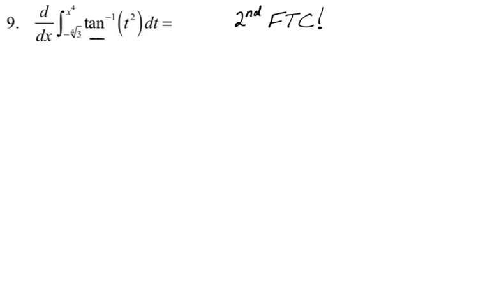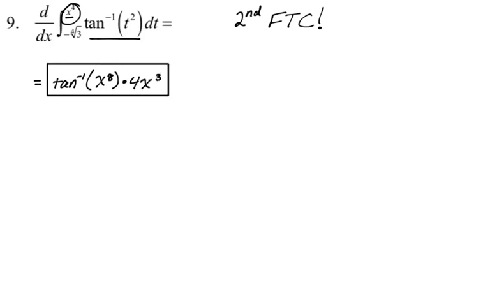So derivative, this thing evaluated at the upper bound. So we're going to get arctan of the quantity x to the 4th, squared, which is just x to the 8th, times the derivative of the upper bound. So times 4x cubed. I feel like on a multiple choice they would rearrange that and put the 4x cubed in the front, but doesn't matter.